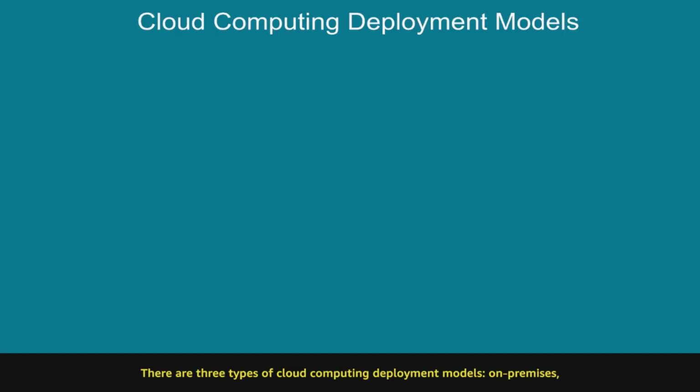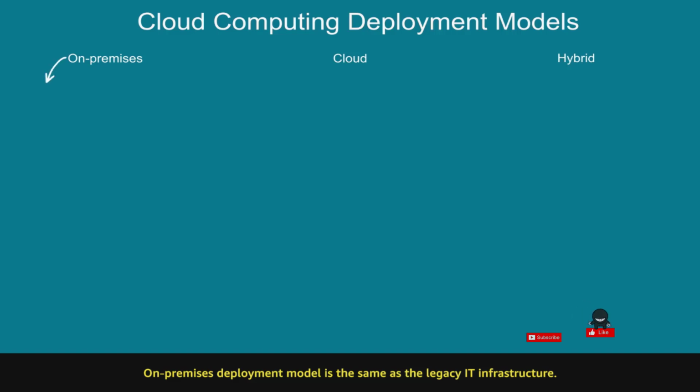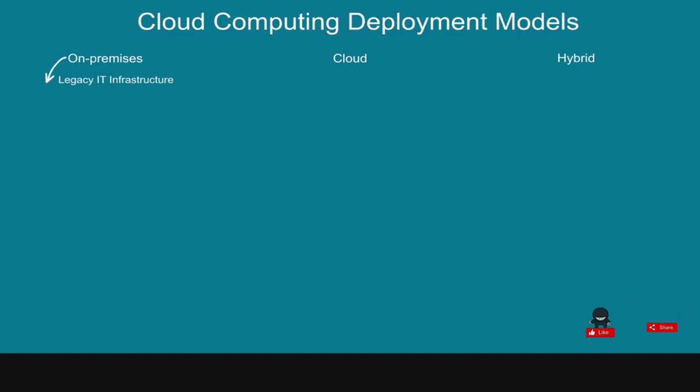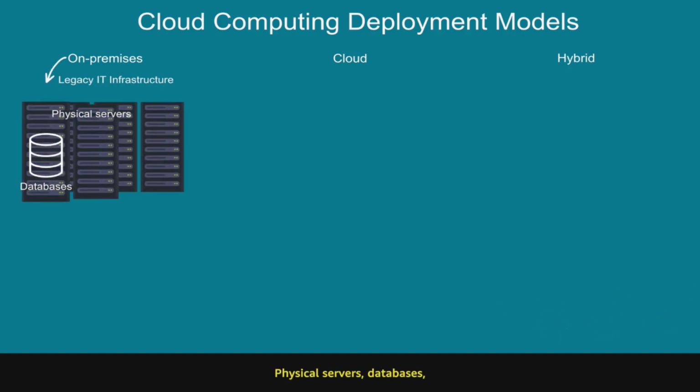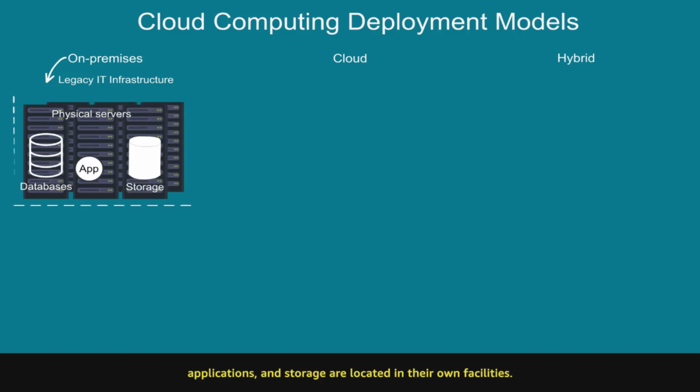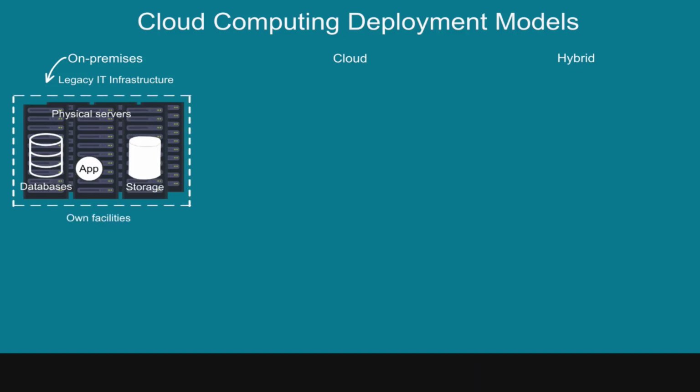There are three types of cloud computing deployment models: on-premises, cloud and hybrid. On-premises deployment model is the same as the legacy IT infrastructure. Physical servers, databases, applications and storage are located in their own facilities. Applications are deployed and run on these physical servers.